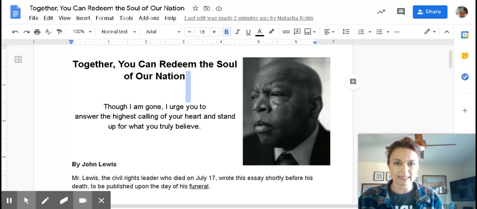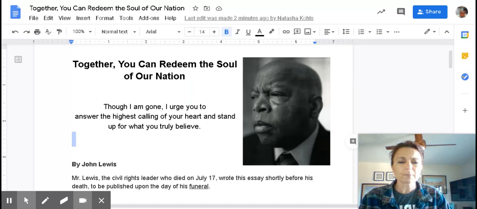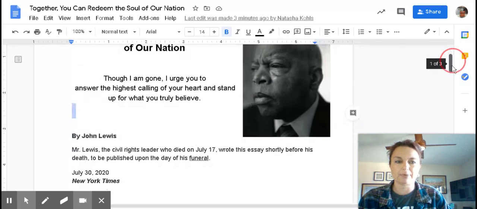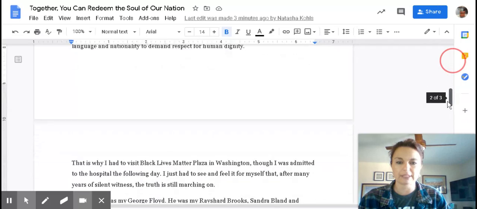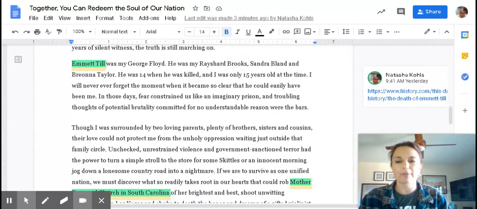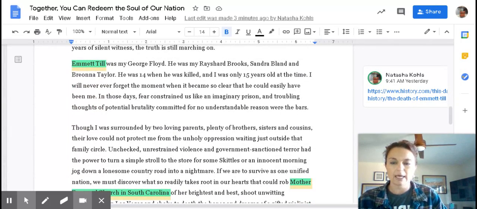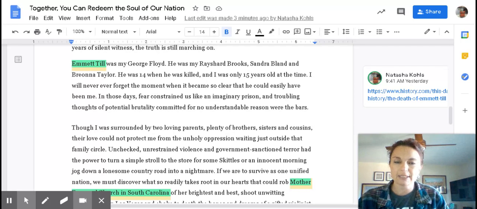Now, as for the annotating, the big thing is highlighting and adding comments. Those are going to be your main tools. So you're going to see that I have actually done a couple of them for you. So I'm going to point those out first. I thought that you might not be familiar with Emmett Till. In this sentence, it says, Emmett Till was my George Floyd. And so we know from that line that Emmett Till is probably someone who was killed. But who was he?